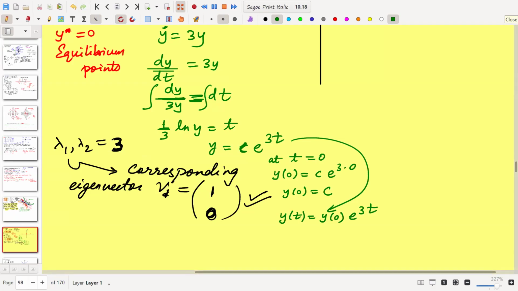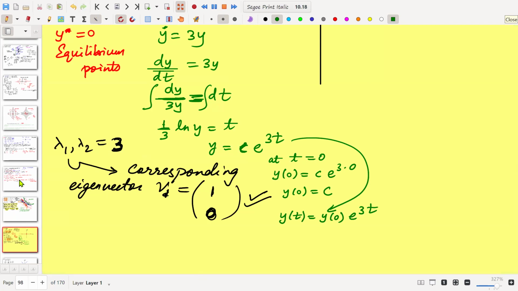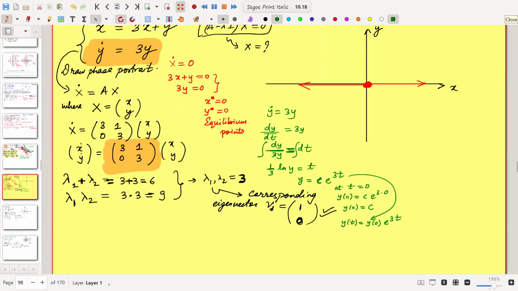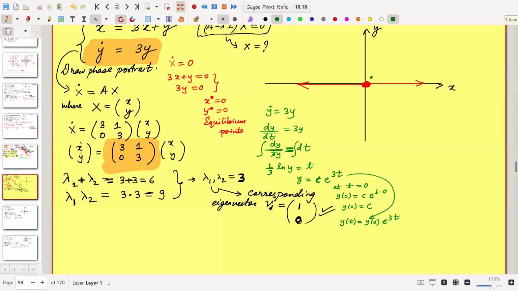It will exponentially diverge, right? So suppose you started from this point, what will happen? Can you tell what will happen? It will diverge exponentially. So y diverges exponentially. So it will go like this, isn't it?